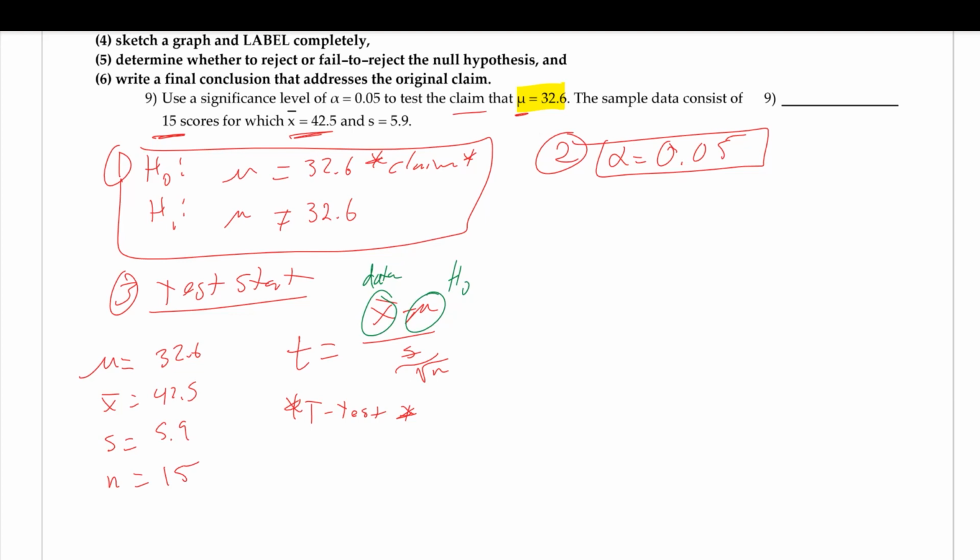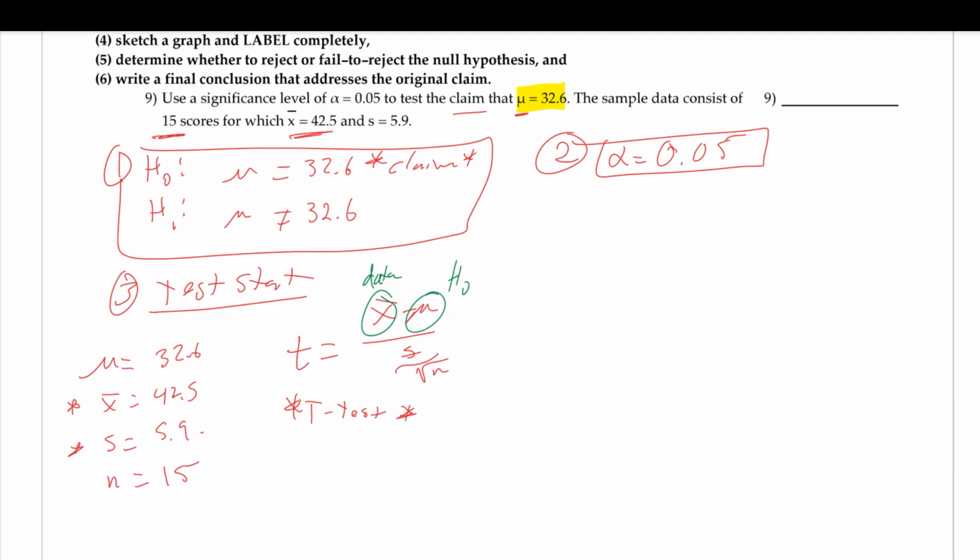Okay, they're claiming that it's 32.6. Our sample suggests that it's 42.5. And the spread isn't that large, you know. So just by looking at these numbers, I'm more inclined to say that this mean is not close to the 32.6, especially since the spread isn't that large either. The 5.9 isn't that much of a spread.